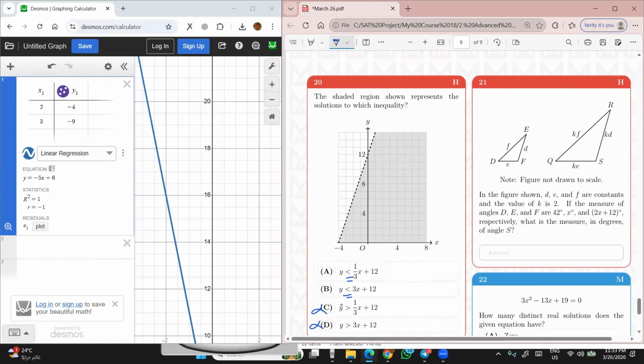Y is not greater than anything. Y is less than. It comes down. It moves down. But then the slope, because here the y-intercept is not a discriminant to choose. Y-intercept is always 12. But the problem comes in the slope.